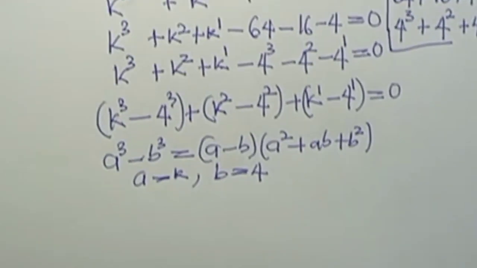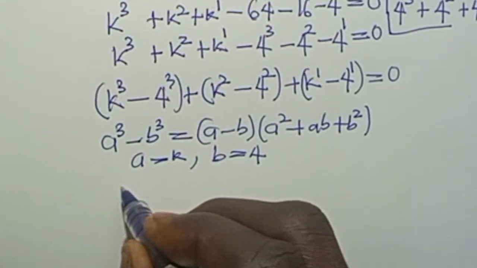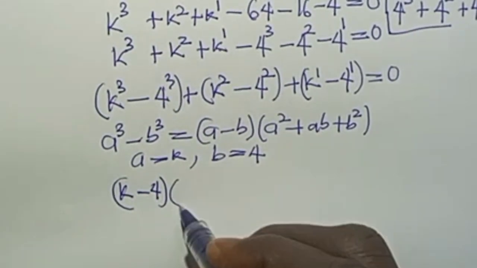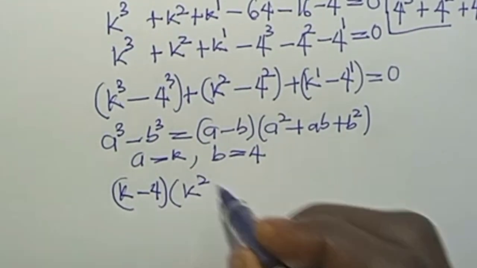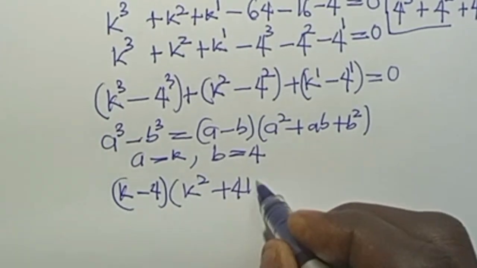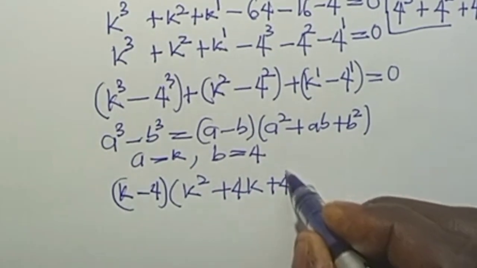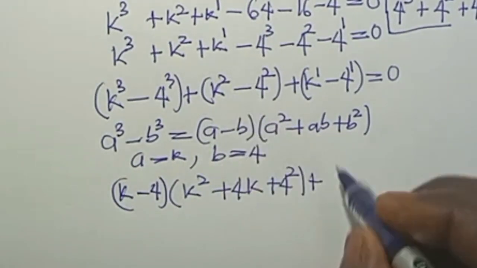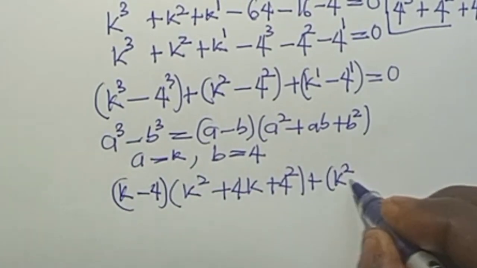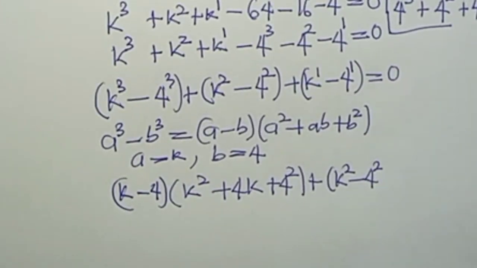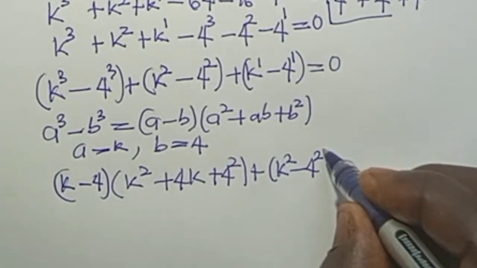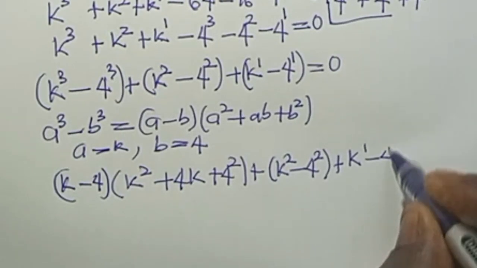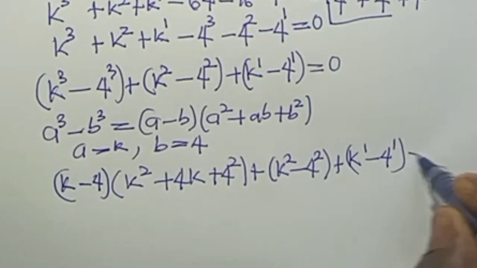So that the next line would therefore become k minus 4 for this, into k squared plus 4k plus 4 to the power of 2, and for this part, plus here k to the power of 2 minus 4 to the power of 2, plus k to the power of 1 minus 4 to the power of 1, all equal to 0.